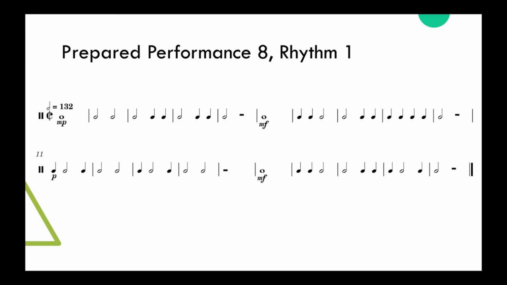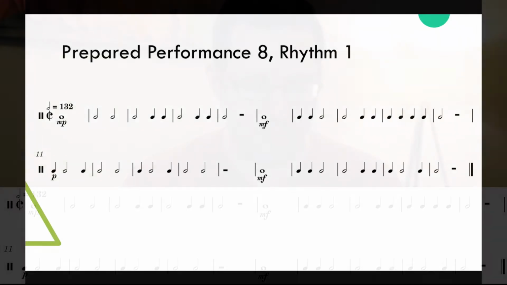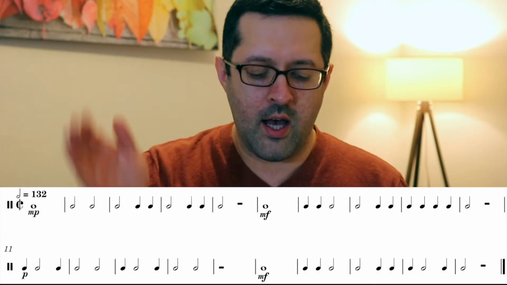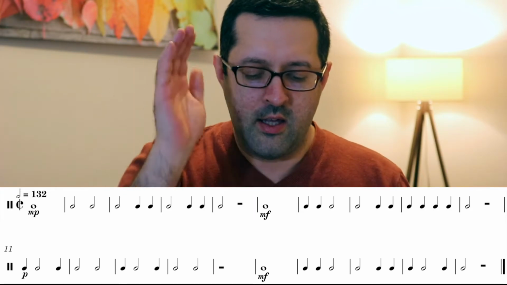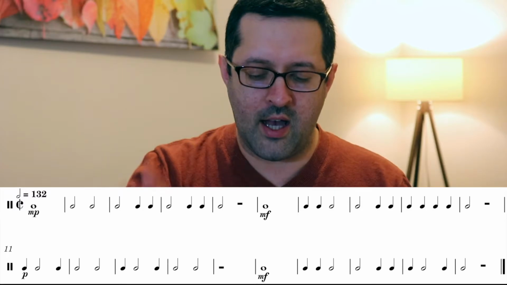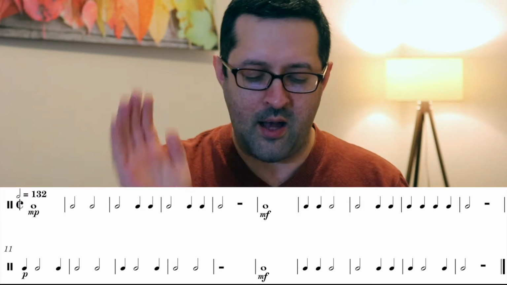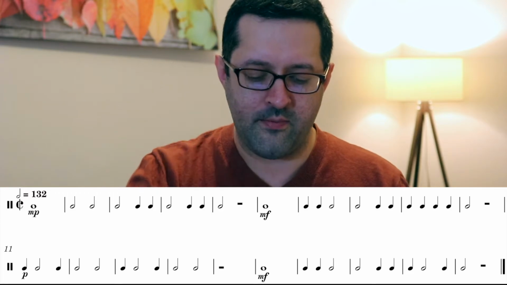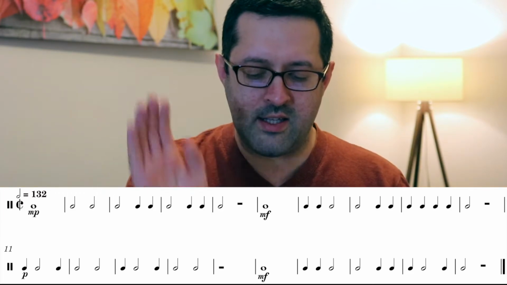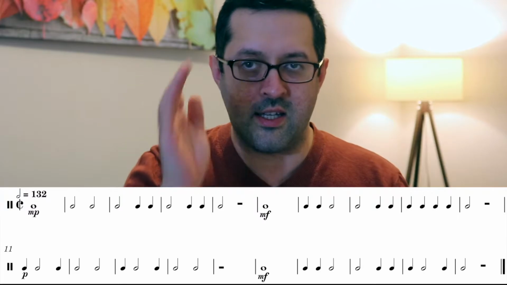And the other thing about cut time is that it's usually very fast. So this is 132 for the half note. Okay, let's perform it. Ta ta ta ta ti ti ta ti ti ta ta ti ti ta ta ti ti ti ti ti ti ta ti ta ti ta ta ti ta ti ta ta ta ti ti ta ta ti ti ti ta ti ta.